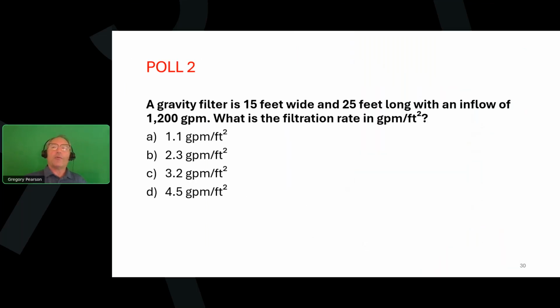And we're going to pull up a poll now. We have a gravity filter here that's 15 feet wide and 25 feet long, and it has an inflow of 1,200 gallons per minute. So I'm going to give you a chance to calculate the filtration rate in gallons per minute per square foot.